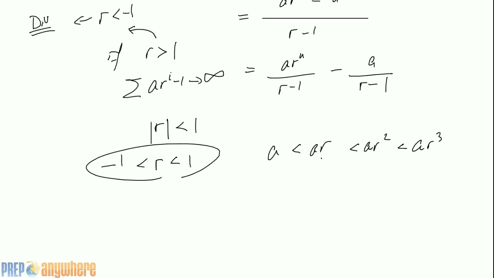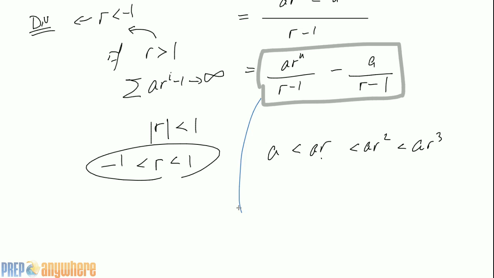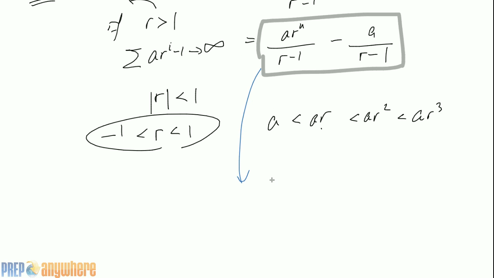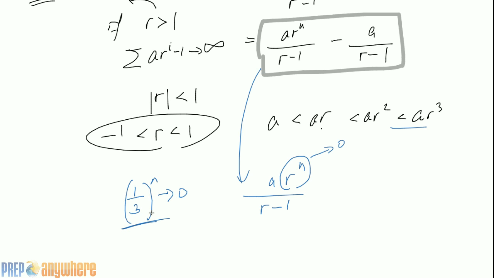And if we actually analyze this form here, a over r minus 1, now r to the power of n, because of this scenario, is going to approach 0. The more you multiply a number that's less than 1 by itself, it's going to approach 0. So for example, 1 over 3 to the power of n. So this entire expression is approaching 0.